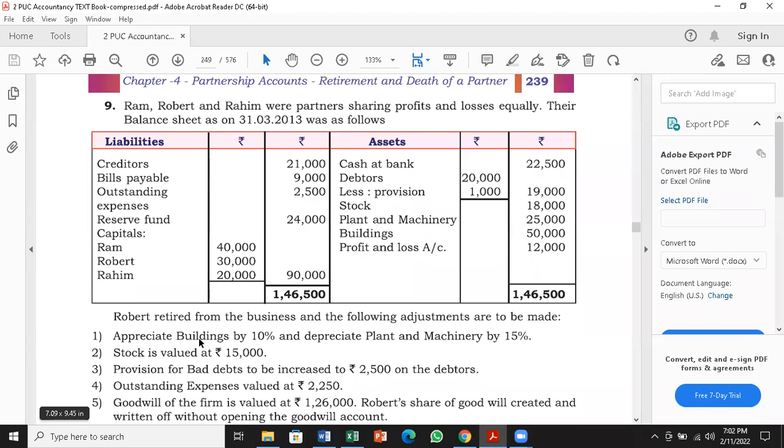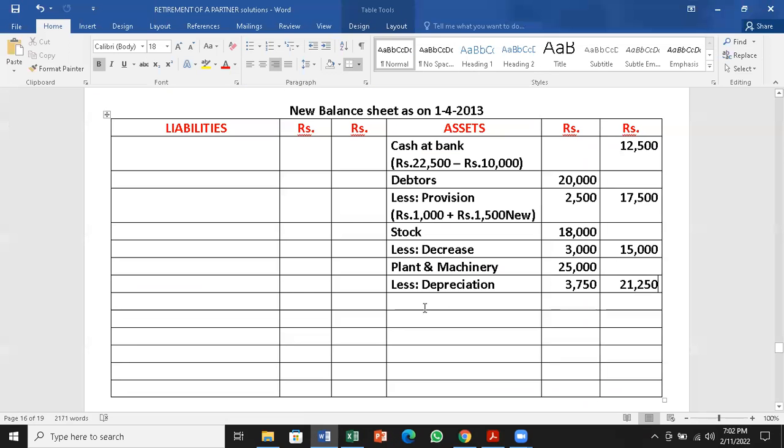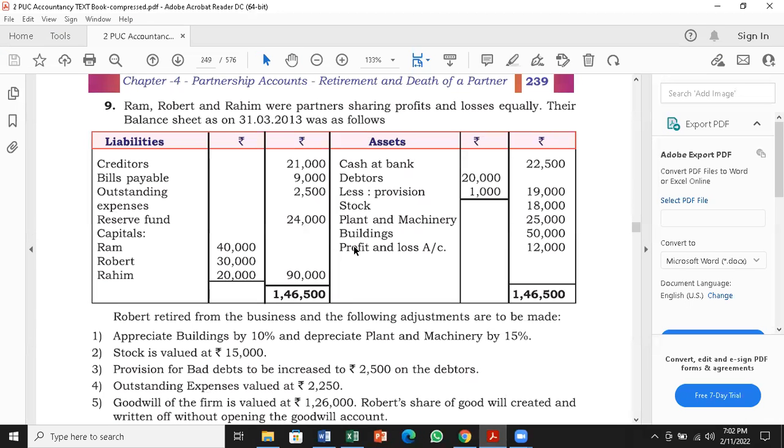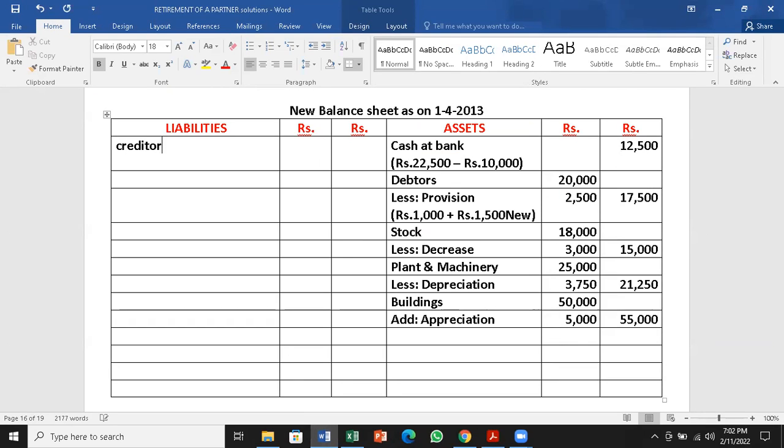After plant and machinery, you have building. Building is appreciated. So inner column, because there is an adjustment, appreciation of 10%. So 55,000. P&L account we have divided among partners. Coming to the liability side, creditors, bills payable remains same. Creditors 21,000. Bills payable 9,000 remains same.